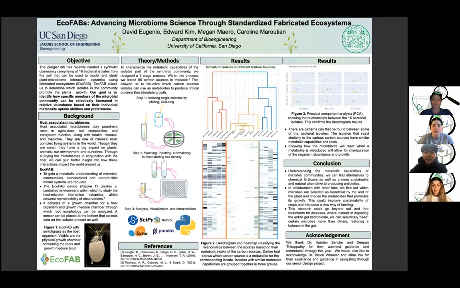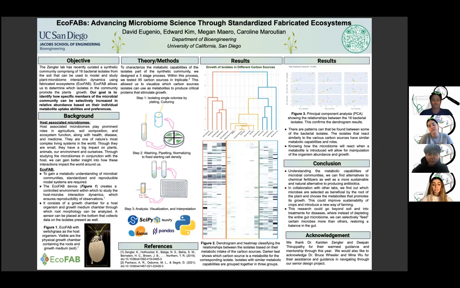Stage 3 consists of analysis, visualization, and interpretation. We used Python to generate the heat map. Using the data from the heat map, isolates were classified based on their metabolic intake of the carbon sources using a dendrogram. Then principal component analysis was performed to verify the results of the dendrogram. Let's go into the results.